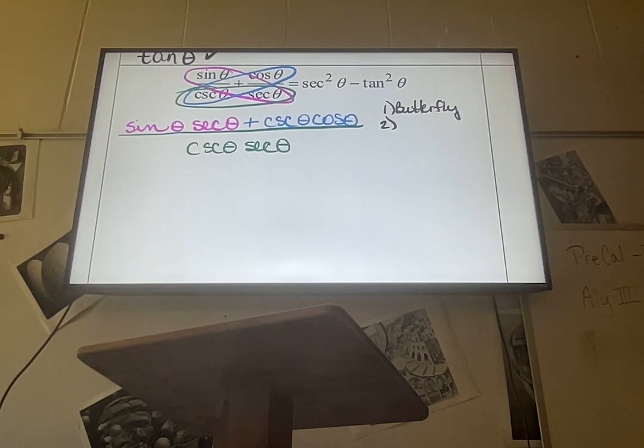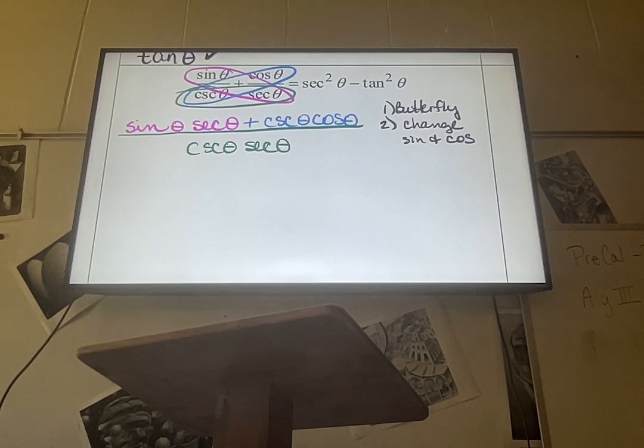Now what? Change. Yep. Identity. Use those identities. We're going to change here to sine and cosine. But if I had another identity, like if you saw sine squared plus cosine squared, you'd change that to 1. So you look through your identities, which on a test I will give you.